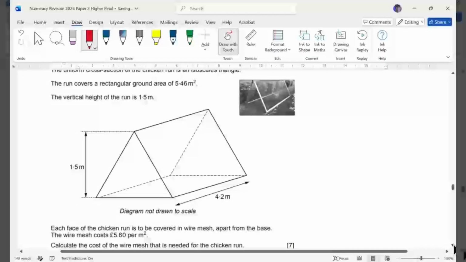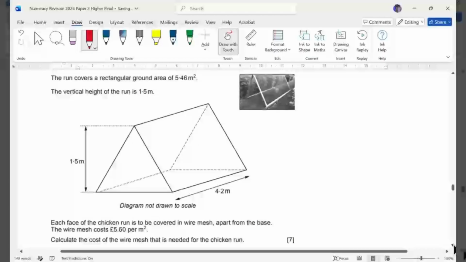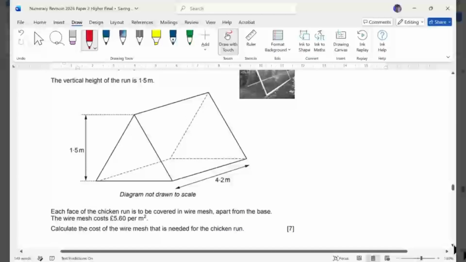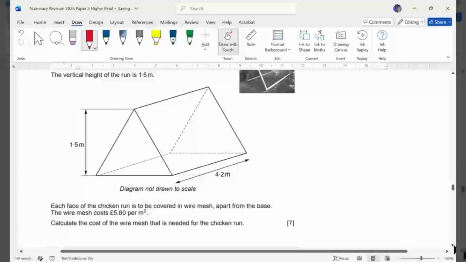Each face of the chicken run is to be covered in wired mesh apart from the base. Calculate the cost of the wire mesh that is needed for the chicken run. Lots of work. So, surface area.